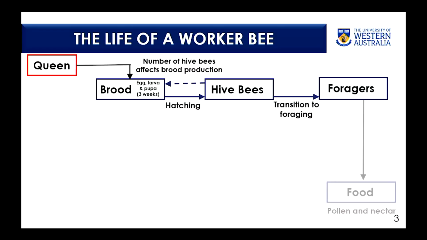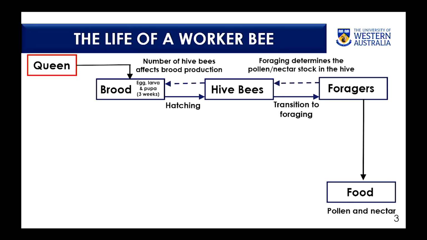They go outside and find food. What is the food for honeybees? Pollen and nectar. They bring it back to the hive. This food is used by the young bees, the pupa, the queen, and the bees inside. And then after 2 weeks of foraging, the worker bee dies. So the life cycle is not very long, about 6 weeks.